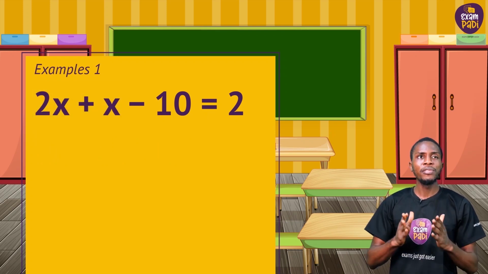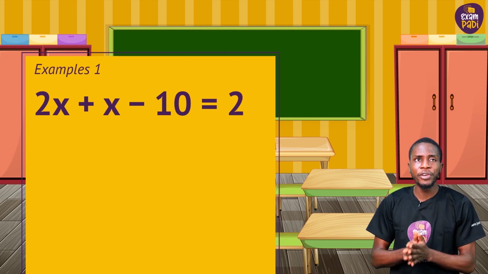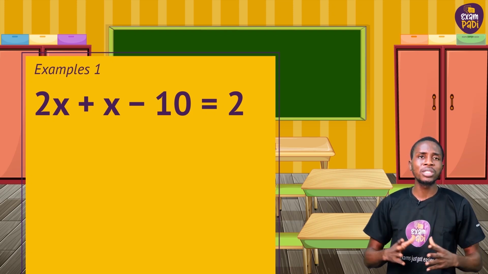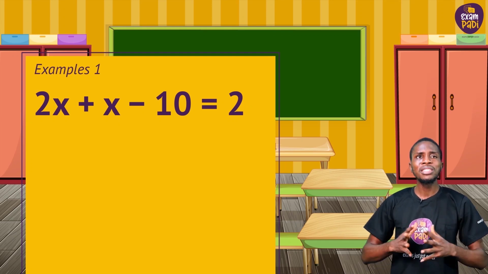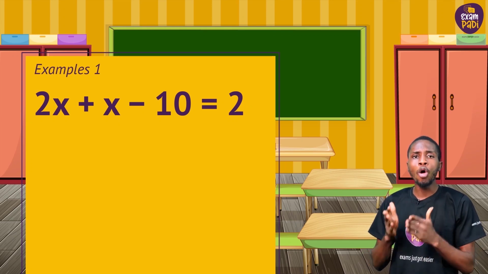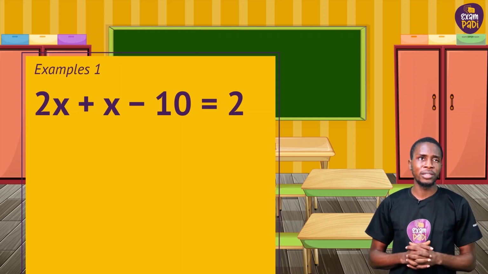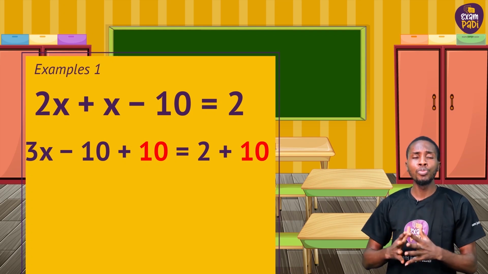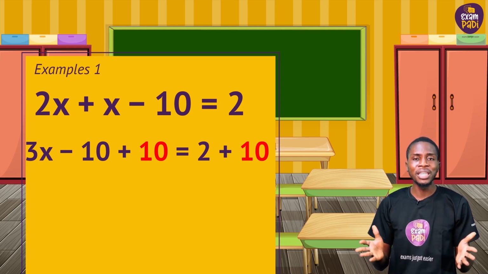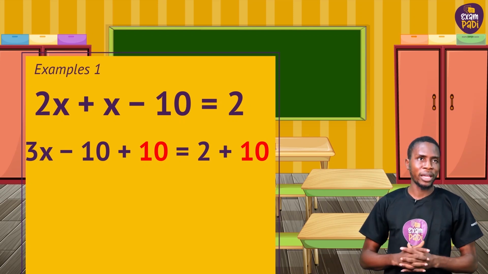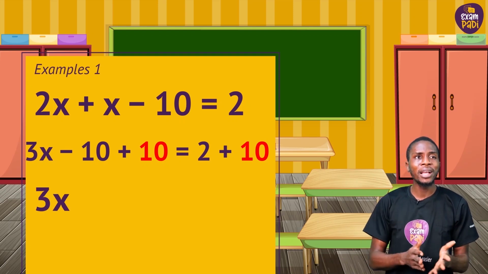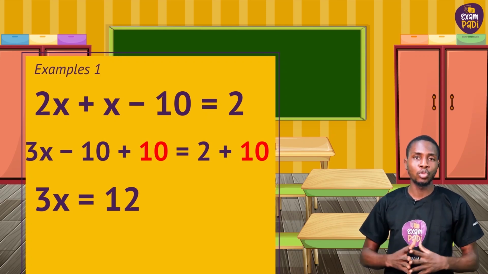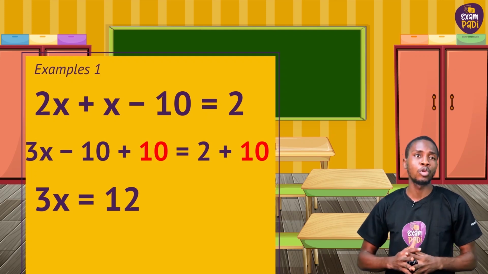Step 2. If a constant term is on the same side as the variable, add its additive inverse. Remember to do this on both sides of the equation. What this simply means is you are adding the opposite of what we have on both sides. That is, we have 3x minus 10 plus 10 equals 2 plus 10. It's just the same thing as collecting like terms. Minus 10 plus 10 is 0. 2 plus 10 is 12. Therefore, we are left with 3x equals 12.